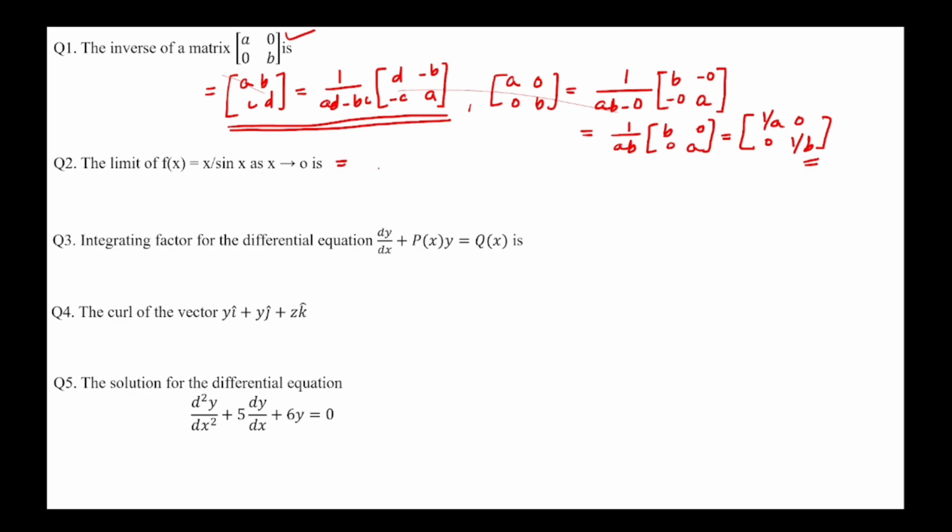Okay, the limit x sin x as x tends to 0. If I apply L'Hospital's rule, it is a direct formula as x tends to 0. Differentiating, we get sin x over cos x, and 1 upon cos 0 is equal to 1.